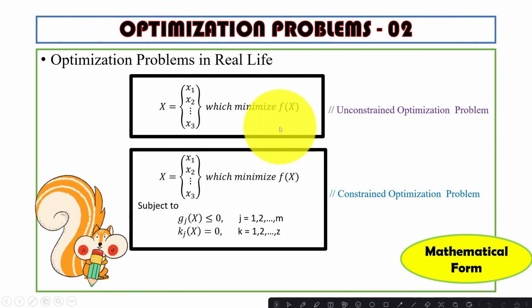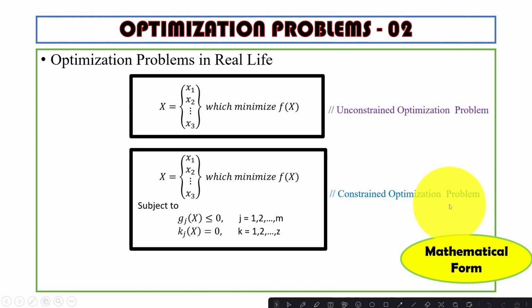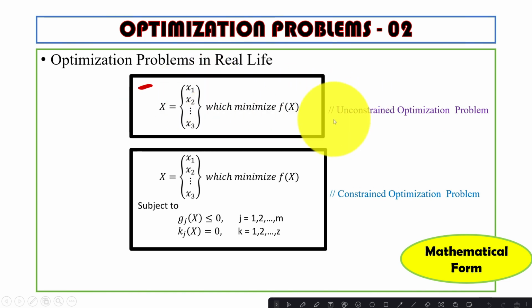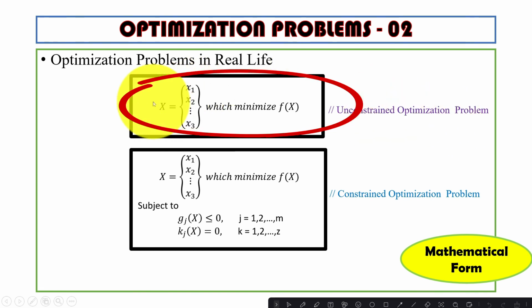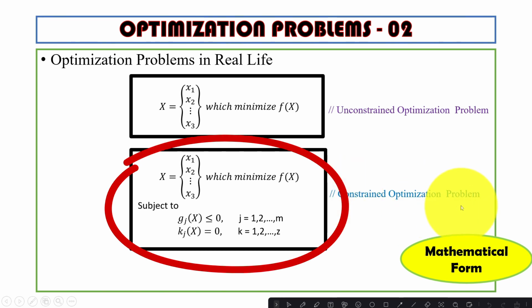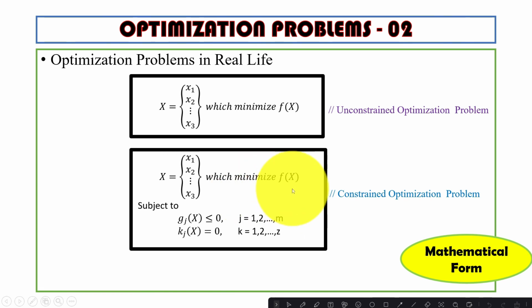Optimization problems are categorized as constrained optimization problems and unconstrained optimization problems. Unconstrained optimization problems do not have any constraints. For example, you can see here, this is an unconstrained optimization problem: find x, which minimizes a function f(x), and here we have no constraints. Next, you can see here a constrained optimization problem: find x, which minimizes function f(x).